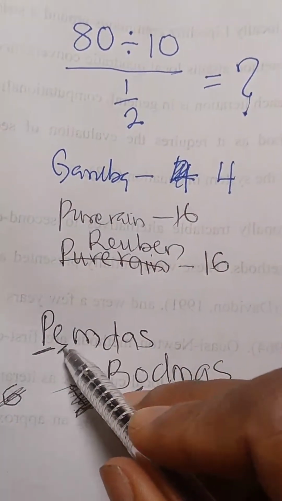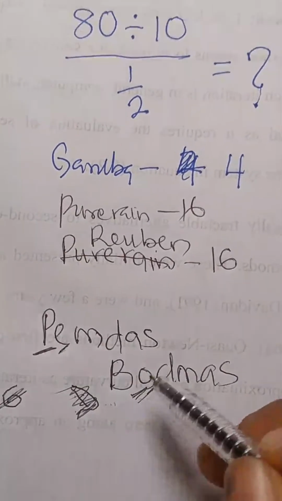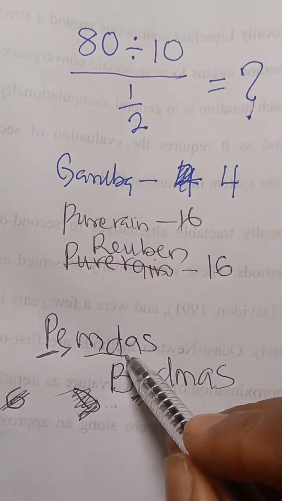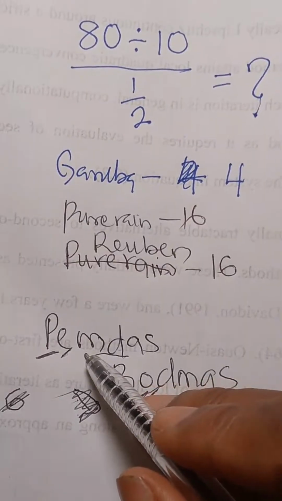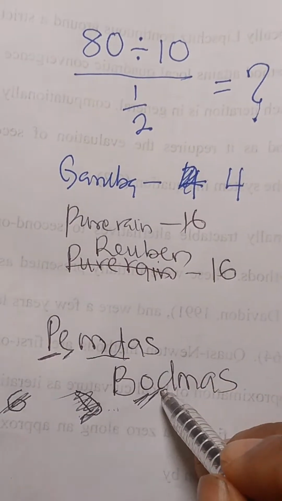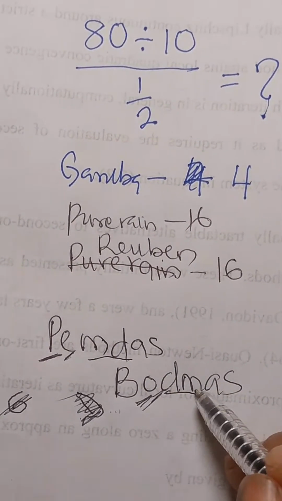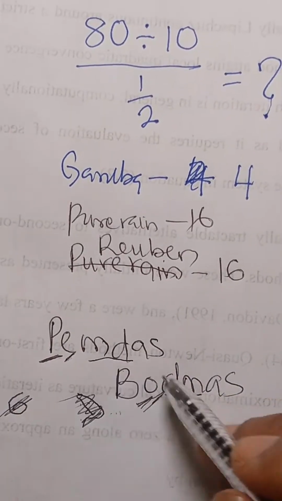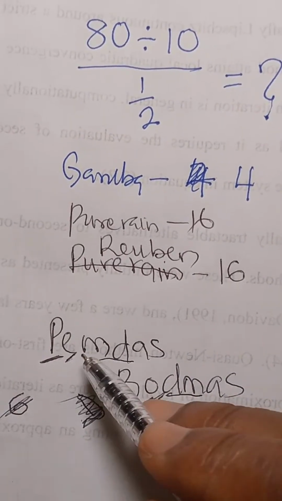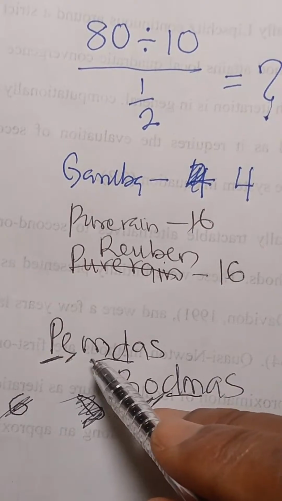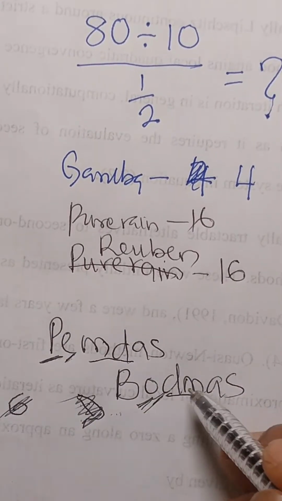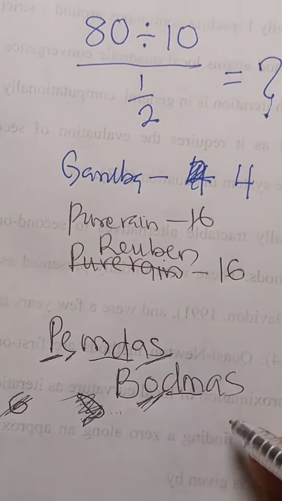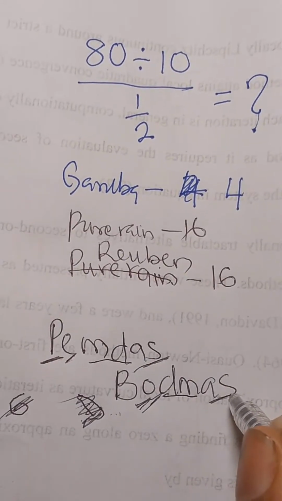Then exponents and order, they are the same thing. Then multiplication and division, they're on the same level. You apply one concept from left to right. The same thing here. They're on the same level. You apply one concept from left to right. Just that they changed. But you can apply the one that comes first. It doesn't matter their position. What matters is that you apply the one that comes first from left to right. Addition and subtraction, the same thing. You apply the one that comes first from left to right.